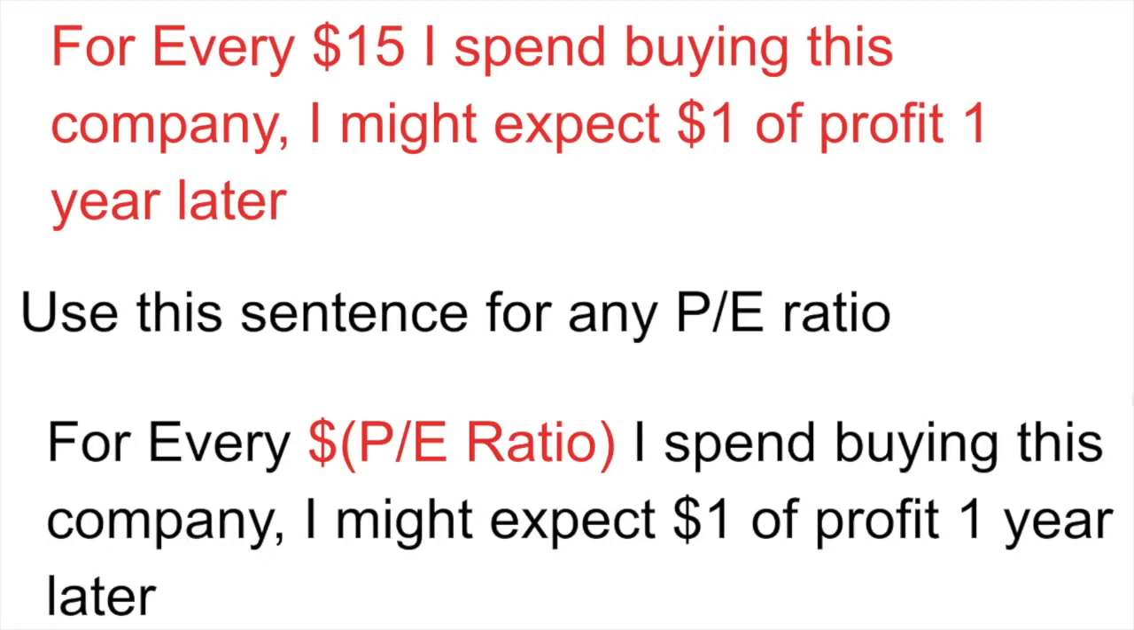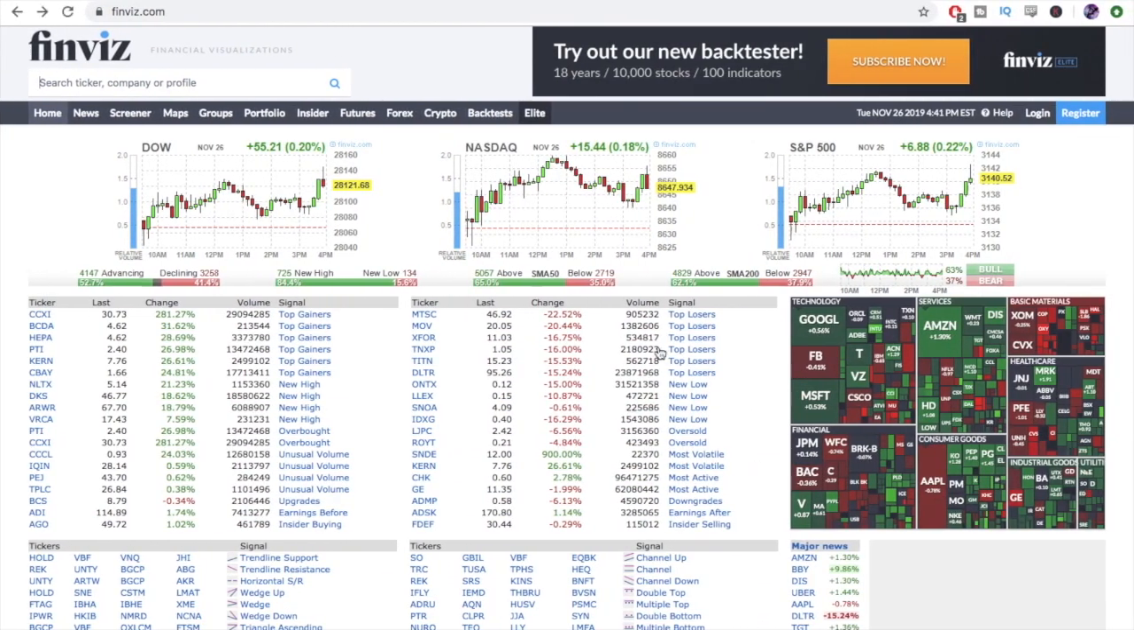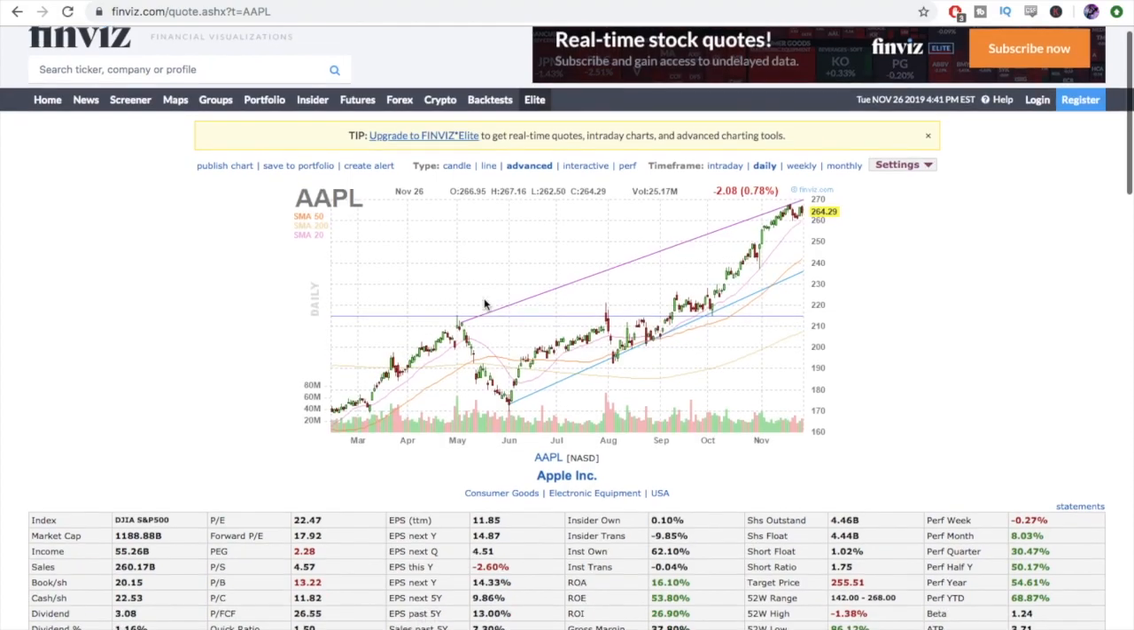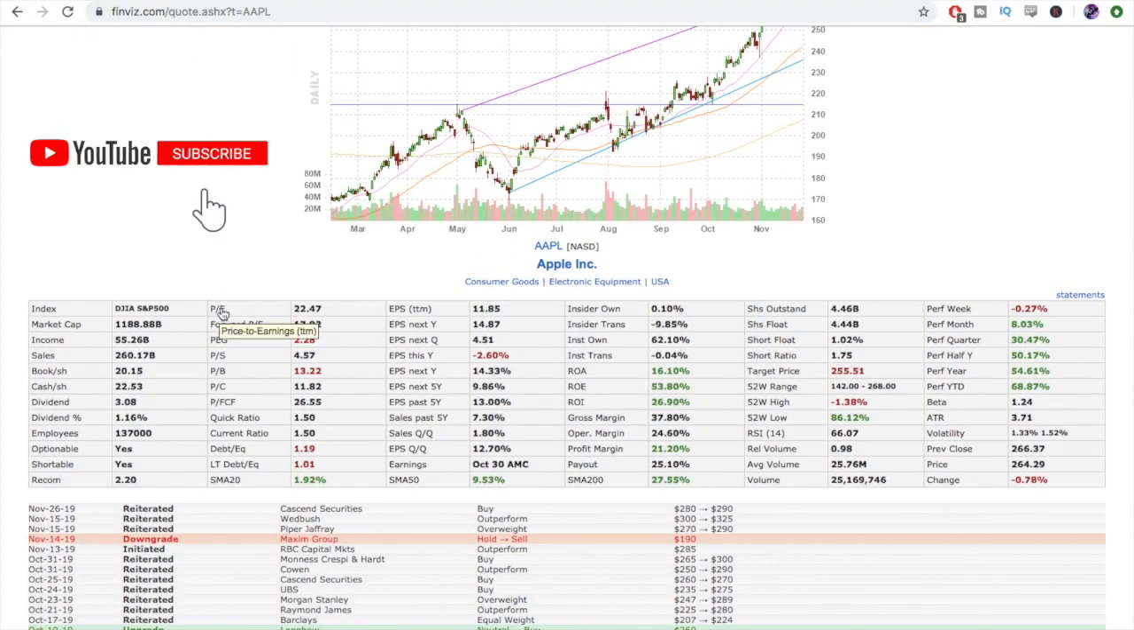Okay, now let's look at some examples of stocks and seeing what their PE ratios are. Here we have Finviz.com, my favorite website for stock research, and using this website we can find the PE ratio for any company. Let's say we want to look up the PE ratio for Apple. Here is Apple, and if we look right here, you see PE ratio 22.47. So if we use the sentence we just went over, we can say for every $22.47 I spend buying this stock, I can expect $1 of profit from Apple.